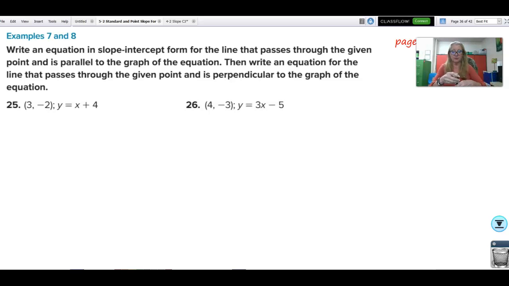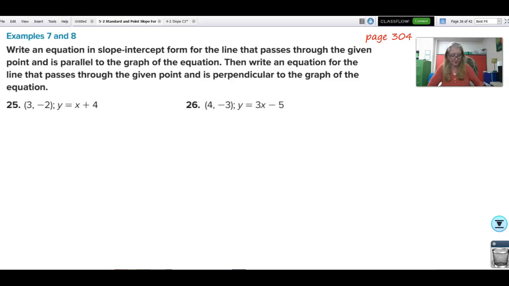Okay, so the first ones, we're starting on page 304 in your workbook. 304, problem number 25. Write an equation in slope-intercept form for the line that passes through the given point and is parallel to the graph of the equation. Then, write an equation for the line that passes through the given point and is perpendicular to the graph of the equation.